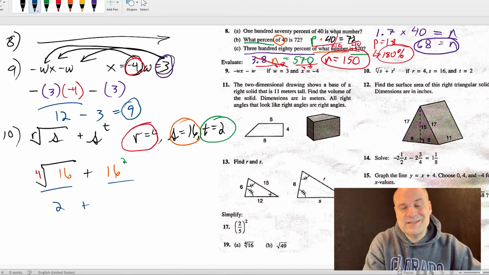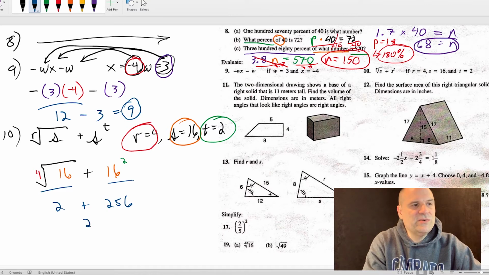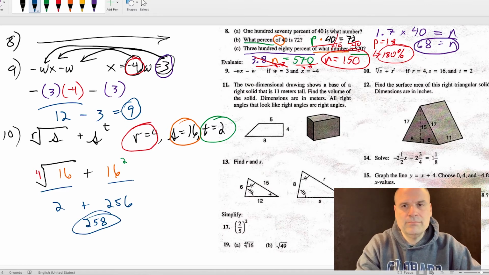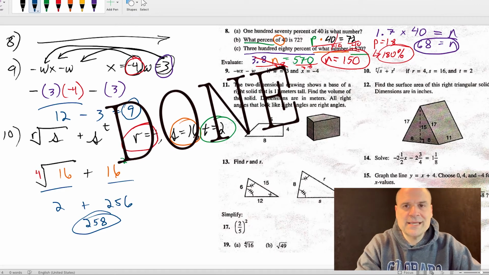Plus, well, what's 16 times itself? This is not 32. 16 times itself. 16 times 16 is 256. 2 plus 256 is 258. Boom. That was exciting.